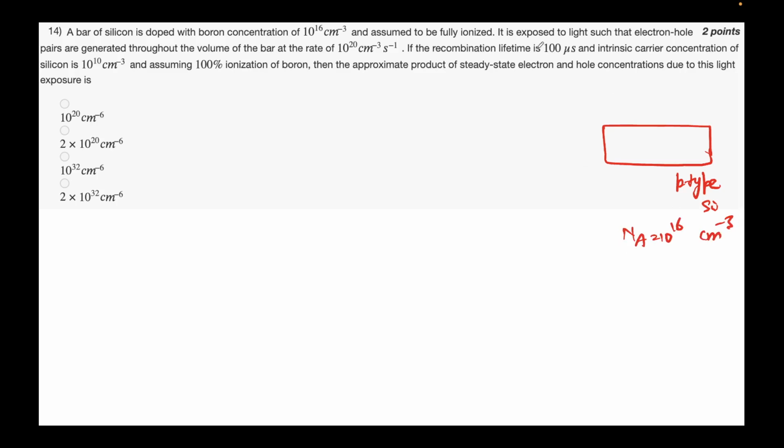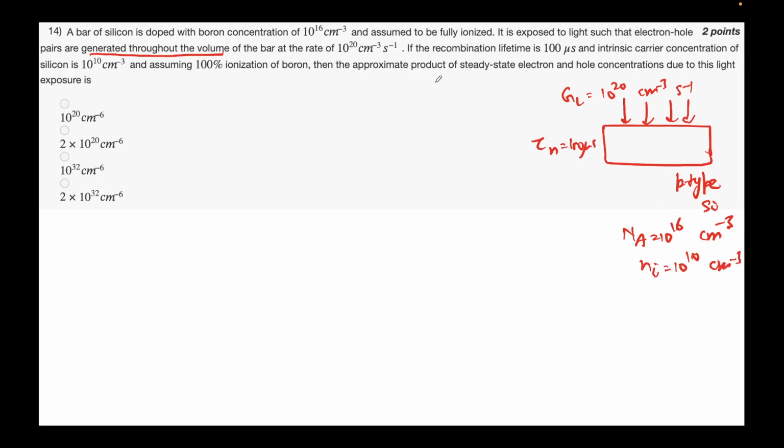It is exposed to light, so I'm shining light here, right? And recall that carriers are generated throughout the volume, so again it's uniform. I have been given that the generation rate is 10 to the power 20 cm minus 3 second inverse, and the recombination lifetime has been given to us as 100 microseconds, and the intrinsic concentration, since it's silicon, we are assuming 10 to the power 10.